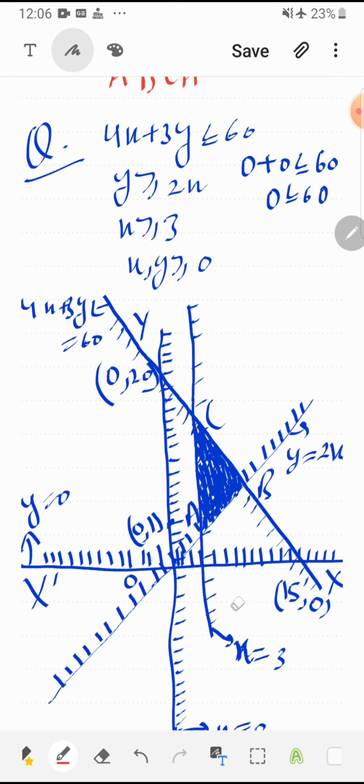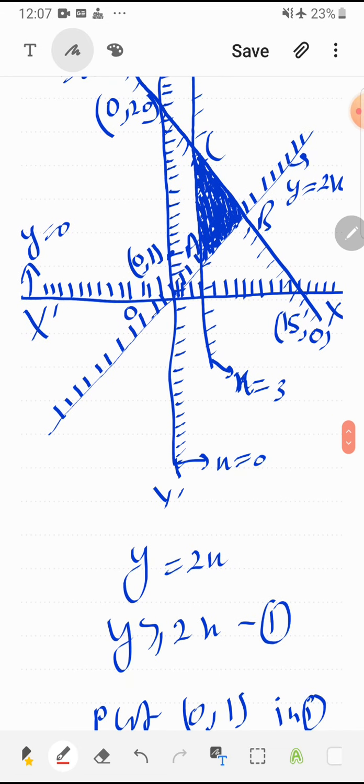Finally, the line y greater than or equal to 2x. There is no constant like plus 9 or something. So this line will pass through the origin. We will draw the line by considering the equality only, y is equal to 2x. So we will draw the table and draw the line as we have done in 10th class.